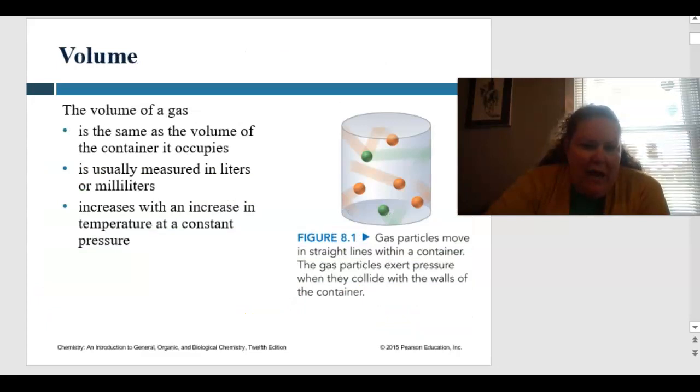So the volume of a gas is the same as the volume of the container that it occupies. It's usually measured in liters or milliliters, and it increases with the increase in temperature at a constant pressure. The gas particles you can see here are moving in straight lines within the container, and the gas particles are going to exert pressure when they collide against the walls of the container. And we get to actually play with some calculations and see how those are going to be affected by different volumes and temperatures, etc.